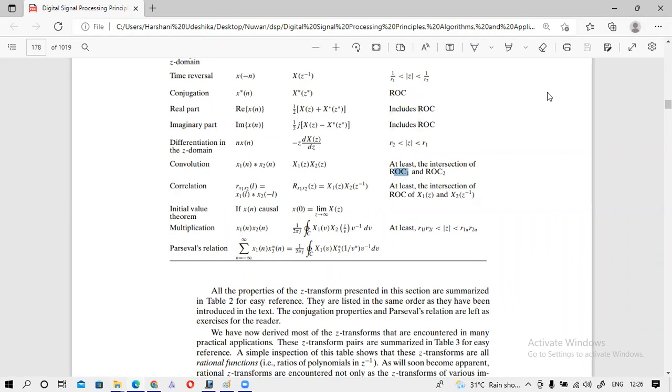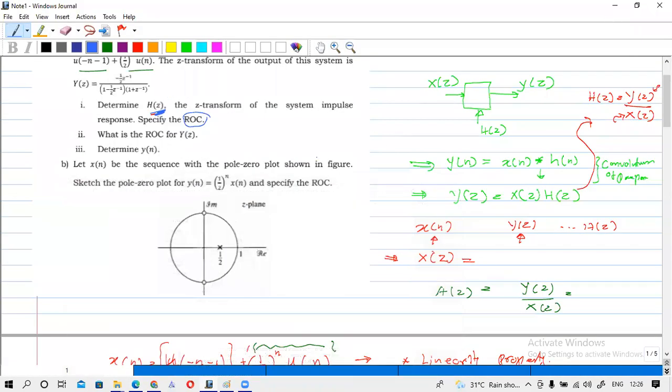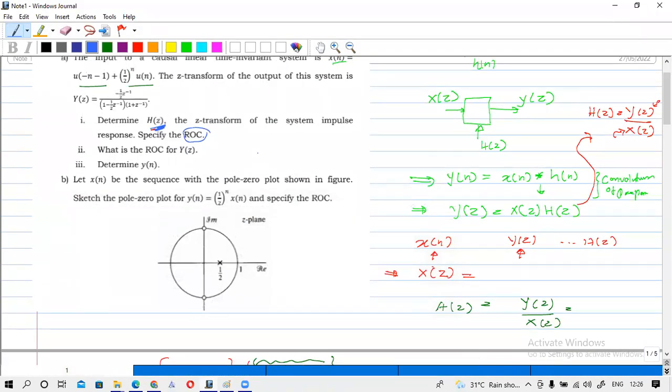So the common ROC will be, you have to find the ROC for this one also. You have already found the ROC in XZ, that is Z is greater than 1. Now you have to find the ROC for this one also. How to find the ROC for this YZ?